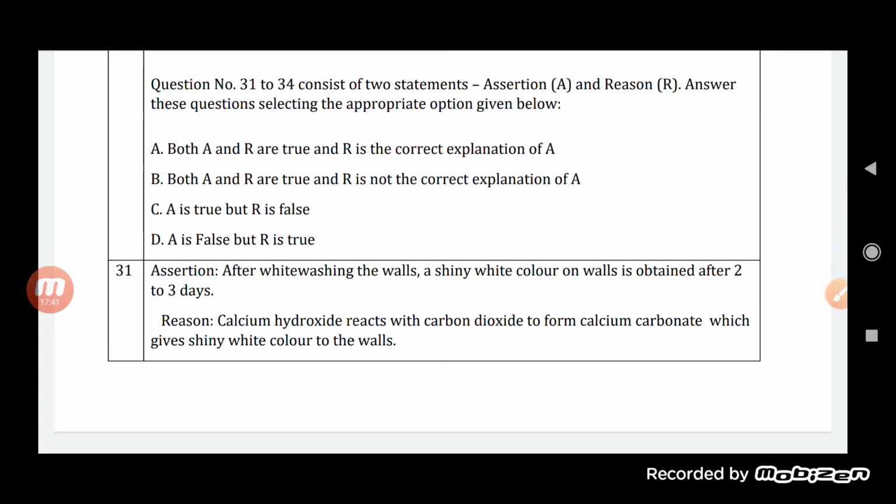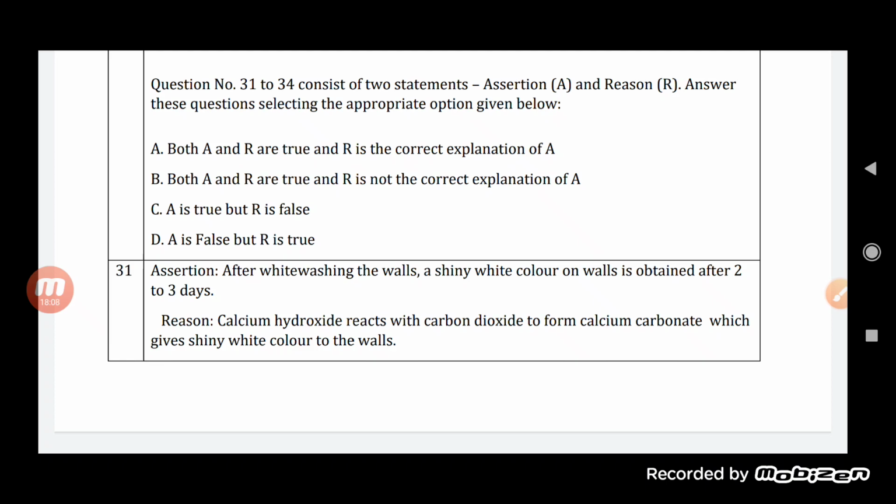Now let us move on and see assertion and reason from question number 31 to 34. Now see here, the assertion is that after whitewashing the wall, a shiny white color on the wall is obtained after 2 to 3 days. So whitewashing the wall, you see students, that is the correct one.